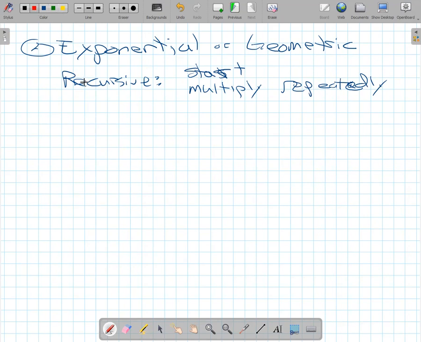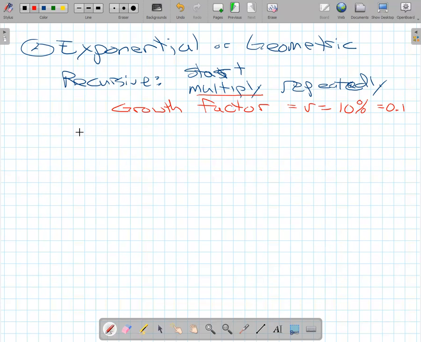With either the recursive or the explicit one we'll get to in a minute, the multiplier that we multiply by repeatedly is called our growth factor. A factor is just something you multiply by. Think about an interest rate. I wish I had a savings account that paid 10%. Good luck finding one of those. That would be 0.1, 1/10 as a decimal.